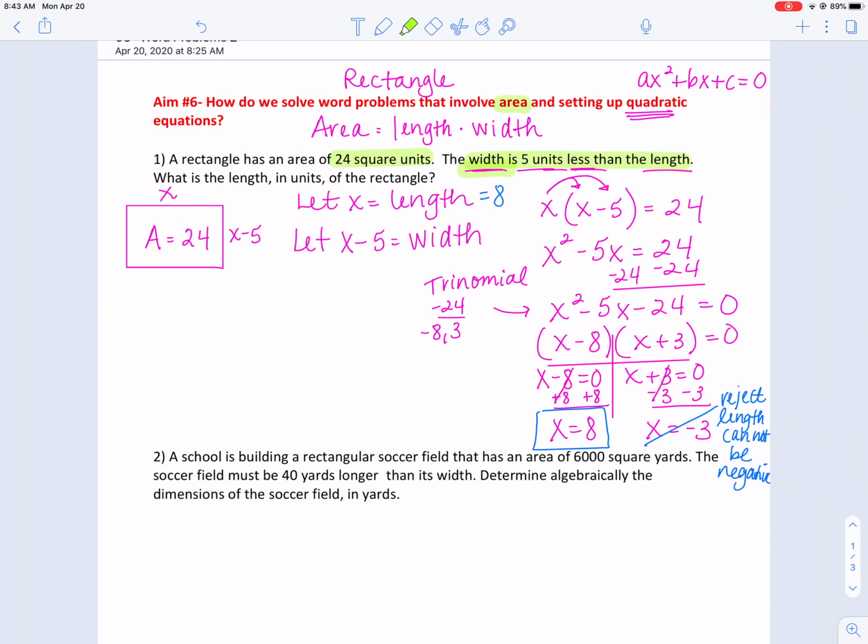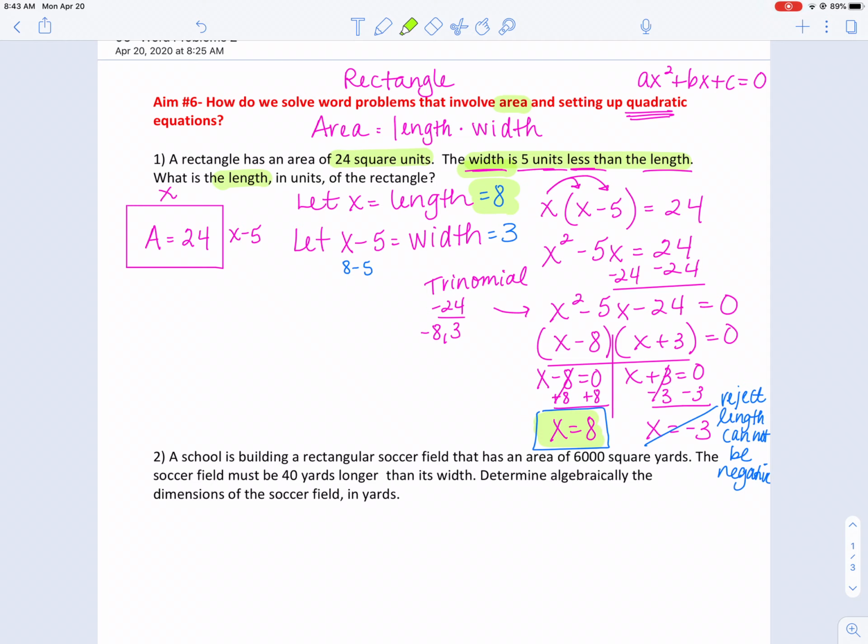Okay, so I'm going to just highlight our answer of x equals 8, and I'm going to plug it in there. Now, if I now know that the length is 8, how can I find the width? I could just do this, 8 minus 5, and now I know my width is 3. So your length, which I believe is what they asked for, your length in units is 8 units.